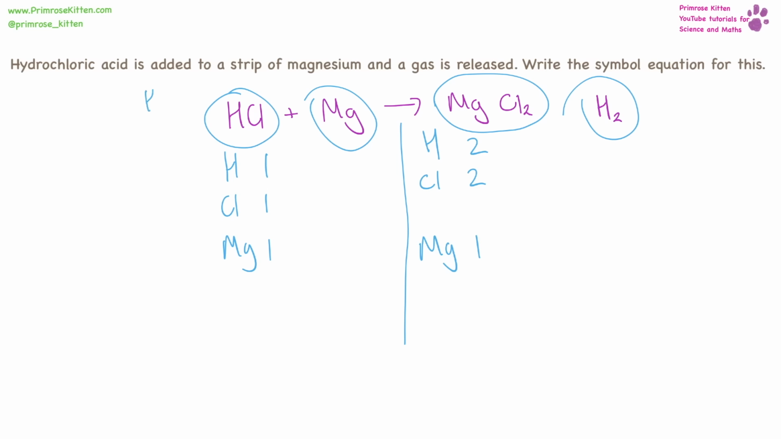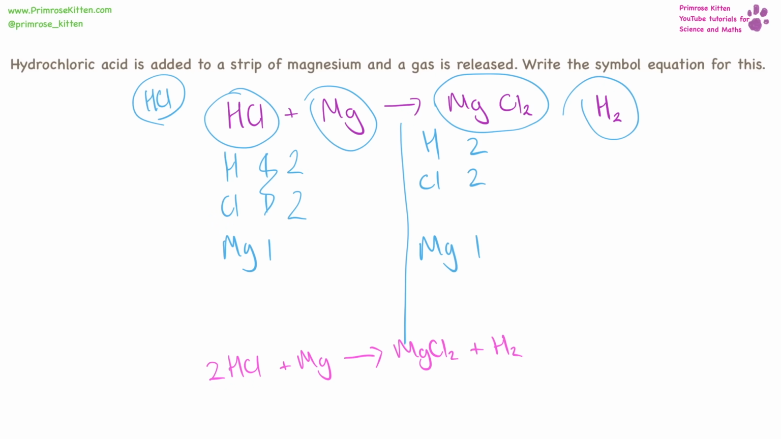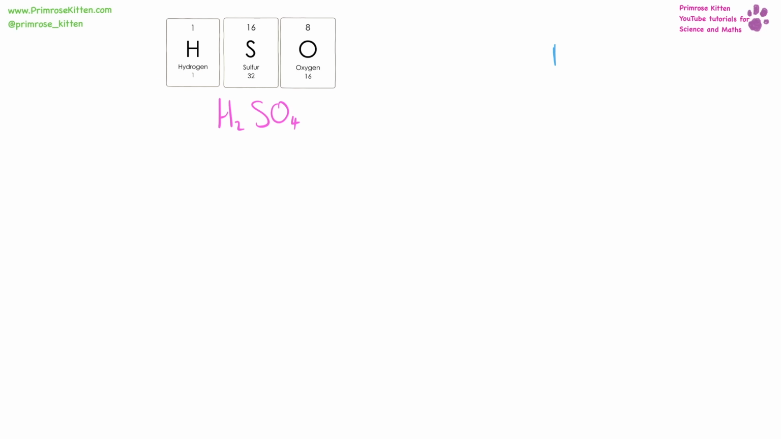The easiest way for us to do that is to add another HCl on there. Then redoing our numbers, we have 2 hydrogens and 2 chlorines. That is balanced. Writing it out neatly for the examiners, because just leaving it like this won't get you the marks. We have 2 moles of hydrochloric acid plus magnesium turns into magnesium chloride plus hydrogen.